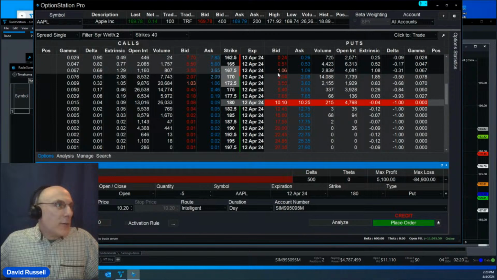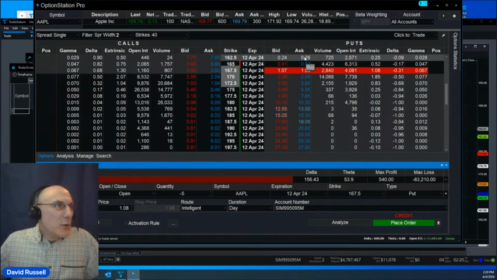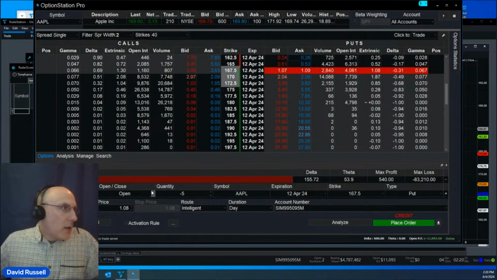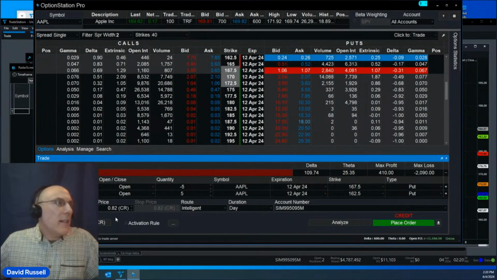So if you want to go down maybe a little bit more, because now the market is actually potentially pulling back, if you click on the 167 and a half, and then the 162 and a half, that spread now would bring in a potential credit of around 80 cents.